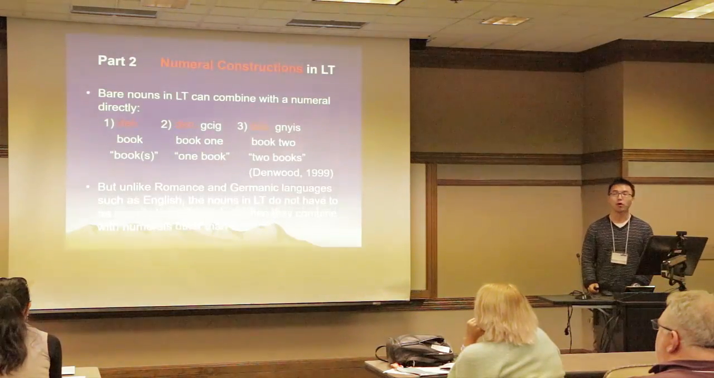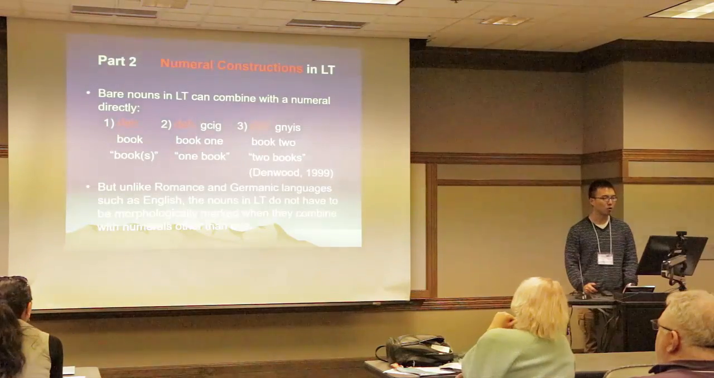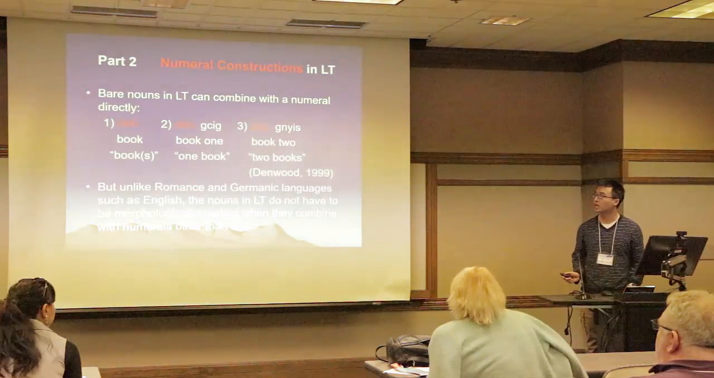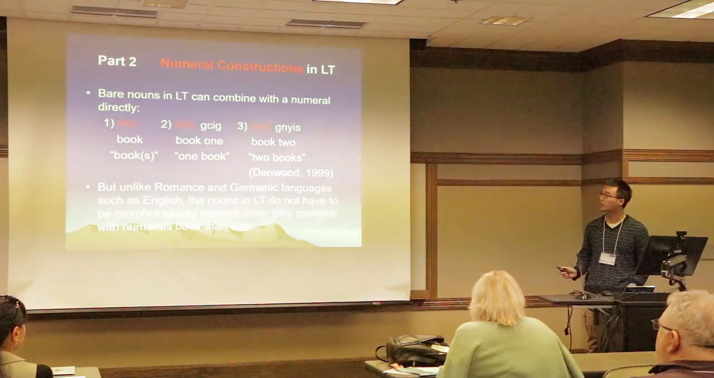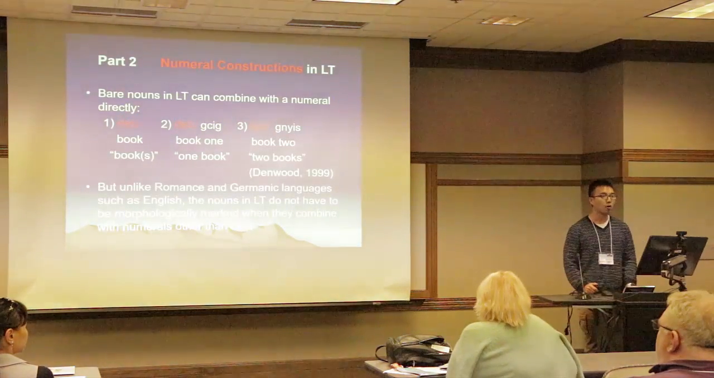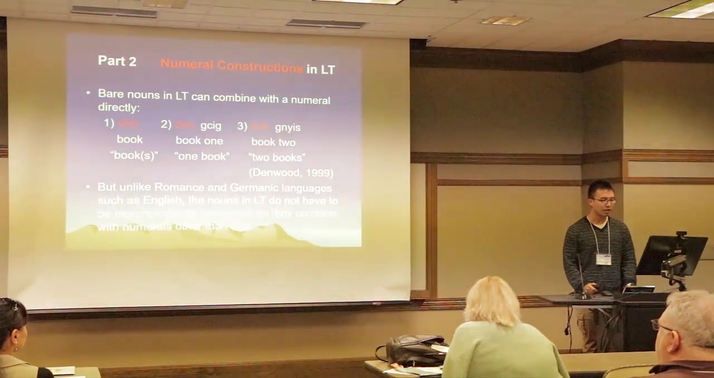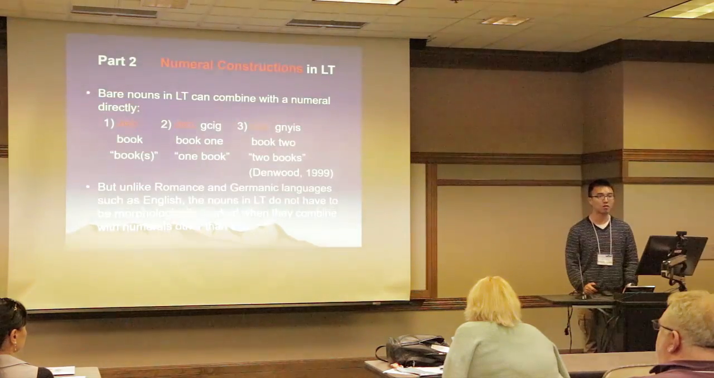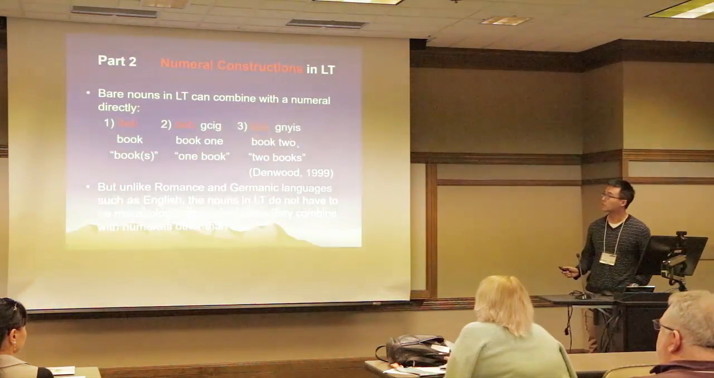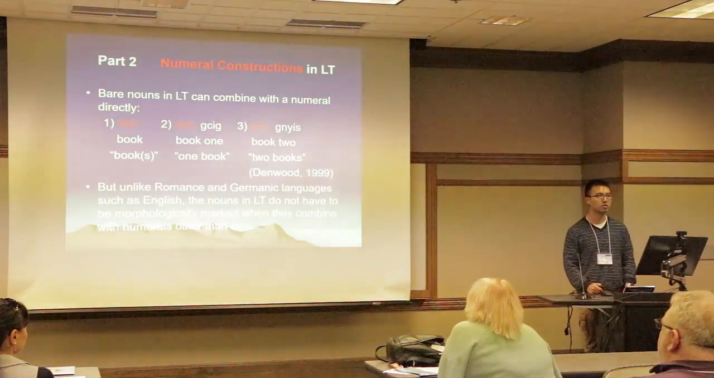First, let's look at numeral constructions in Lhasa Tibetan. Bare nouns in Lhasa Tibetan can combine with a numeral directly. For example, if we say book, it's just tep. If it's 1 book, tep ji, and 2 books, tep ni. Unlike Romance and Germanic languages, such as English, the nouns in Lhasa Tibetan do not have to be morphologically marked when they combine with numerals other than 1. So here we have 2 books, but this tep is still not morphologically marked for its plural form.